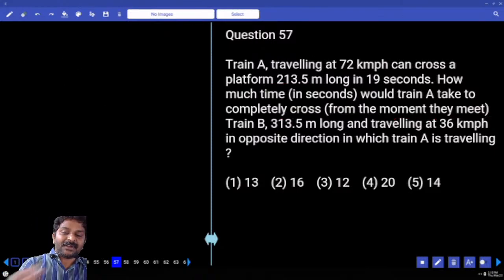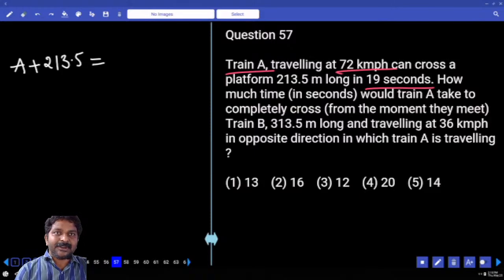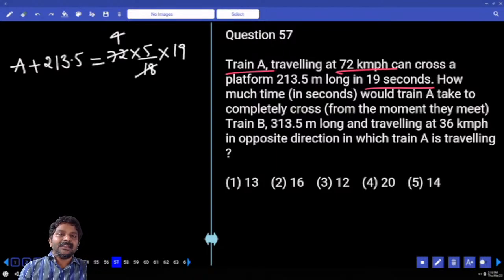Right. So first of all, we need to know length of the train A. It is traveling with 72 km per hour and crossed a platform in 19 seconds. So distance traveled in that case is equal to train length A plus platform length, which was 213.5. Distance in the sense speed into time. Speed 72 km per hour converts to meter per second 5 by 18. And the time taken 19. 18, 4 times. 4 into 5, 20. 20 into 19, 380.